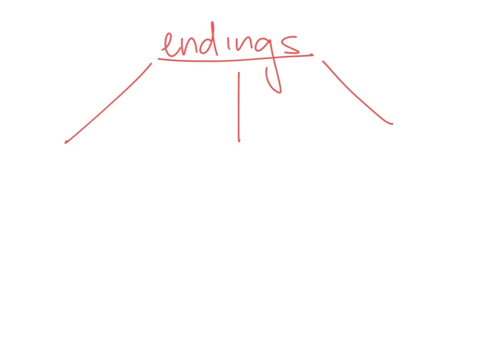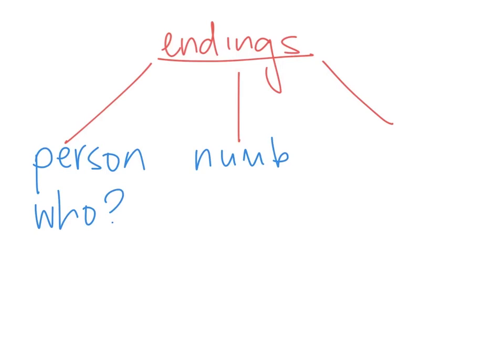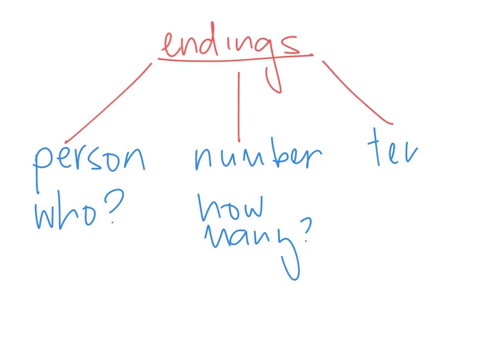We know that Latin verbs change their endings depending on 3 things. The first thing is the person, or in other words, who is doing the verb. The second thing is the number, or how many. And the third thing is the tense, or when the verb is being done.